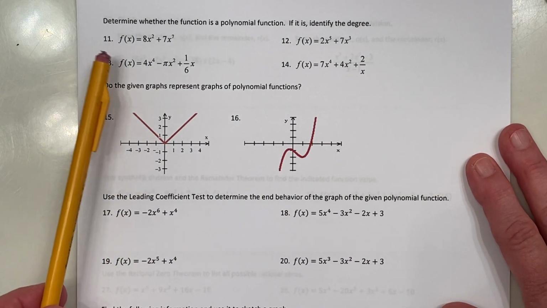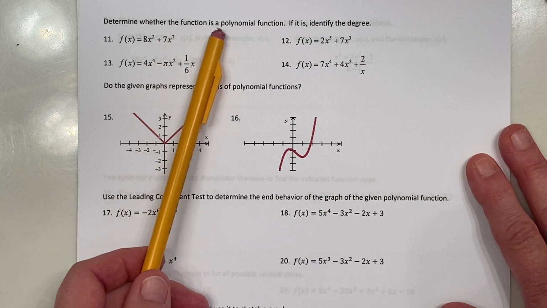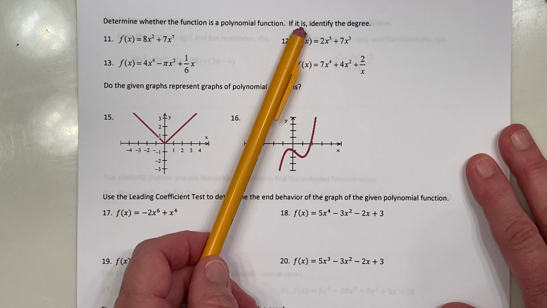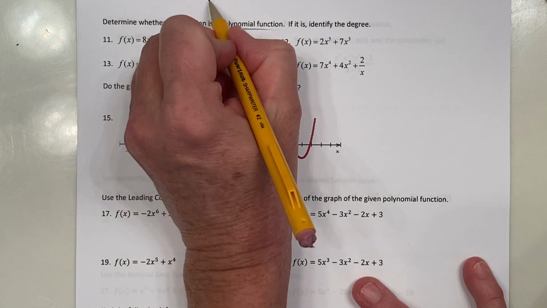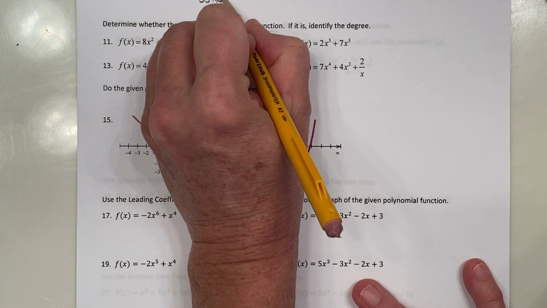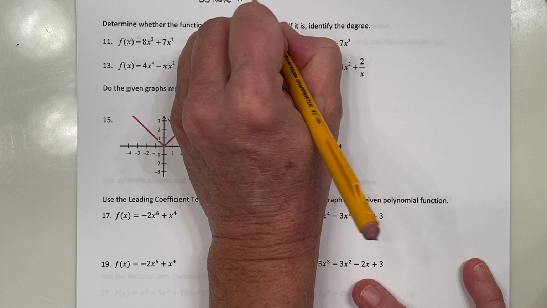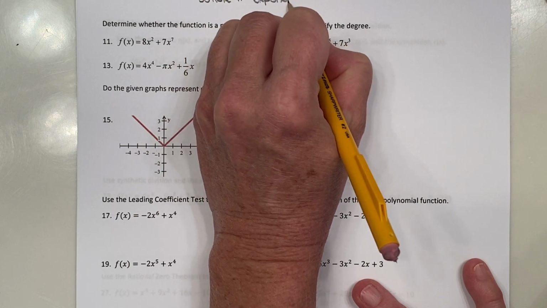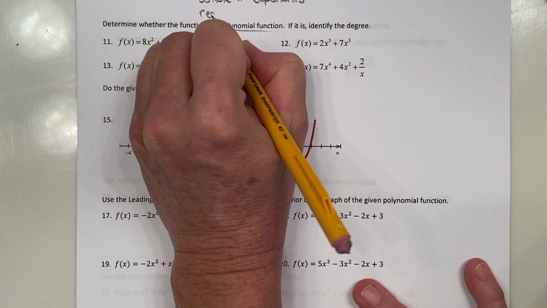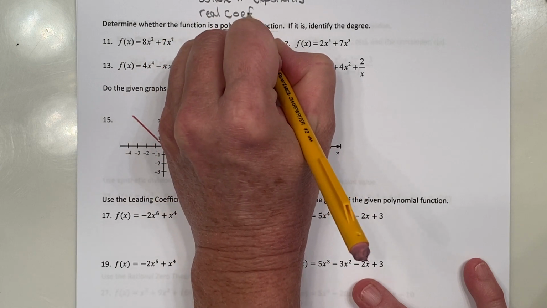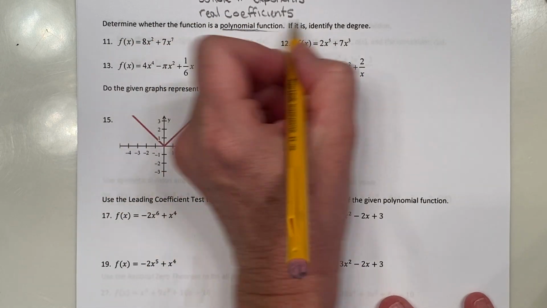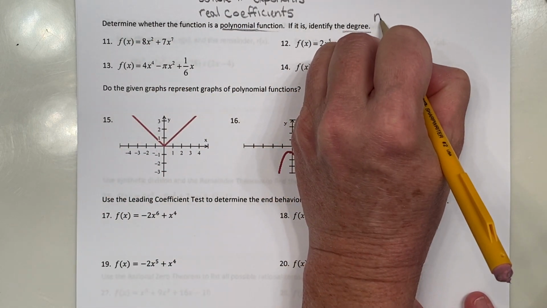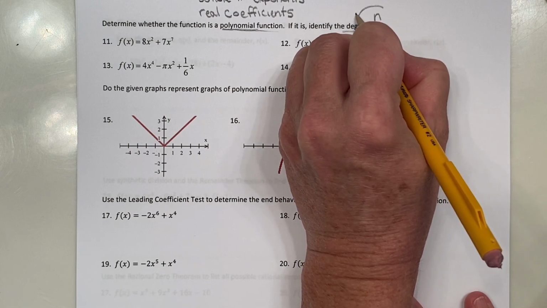All right, next objective, determine whether the function is a polynomial function. If it is, identify the degree. Well, if we remind ourselves what it means to be a polynomial function, we need whole number exponents with real coefficients. And then to identify the degree, it is n, and n is the highest exponent.